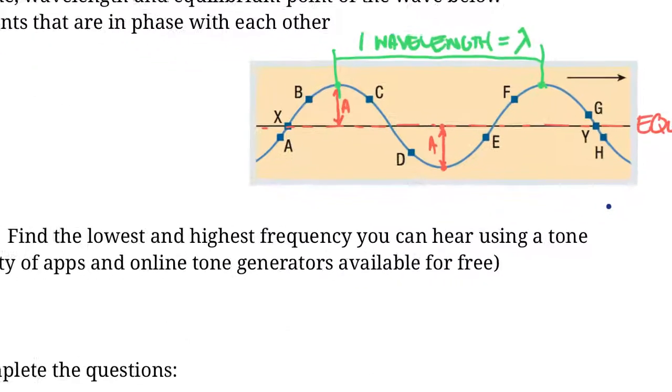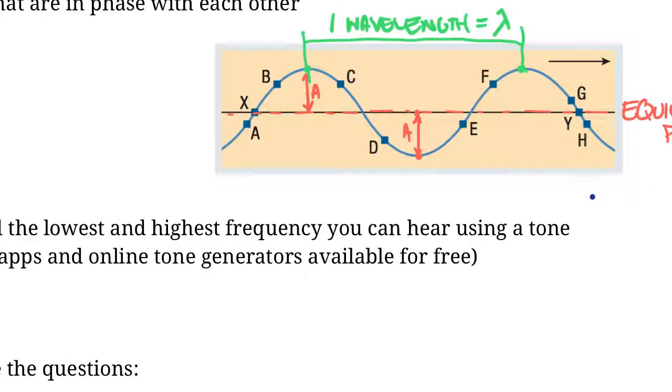So for example, if we wanted to find a point in phase with X, we could just travel one cycle, so up, down, and back up again. And if there was a point here, that would be in phase with X. There's not, though, so that isn't a pair of points.